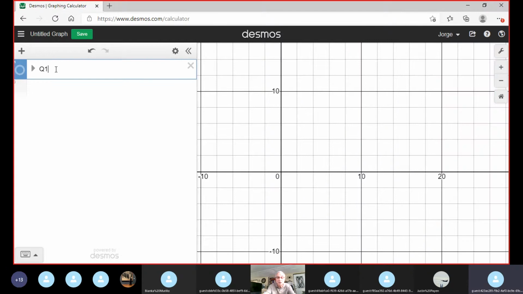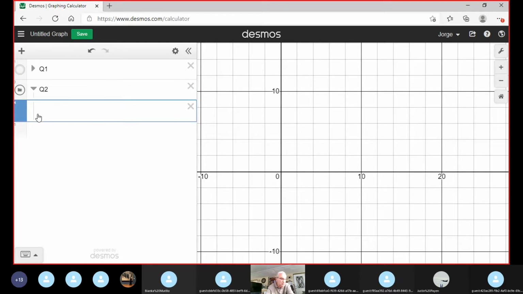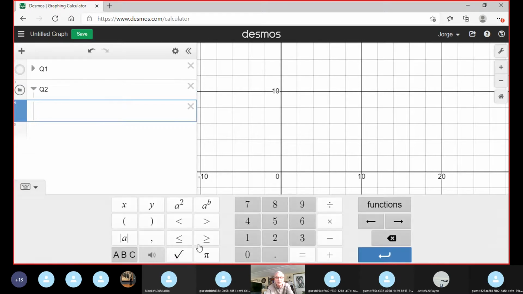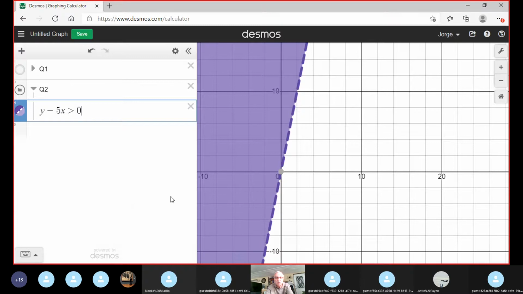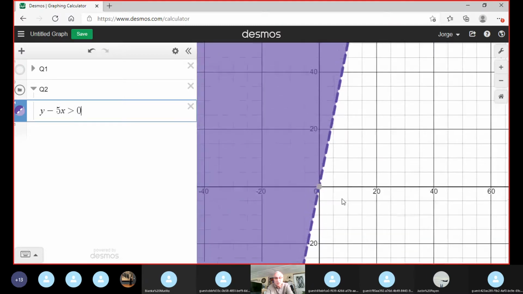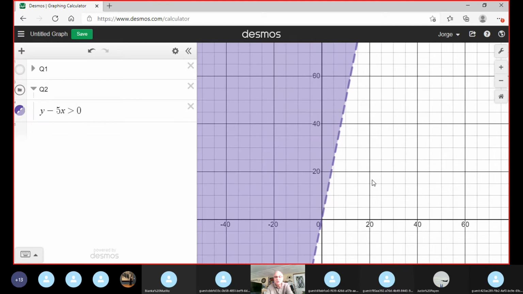Yes, Professor. Thank you. Now, let me try to solve the second question. Question 2, remember, was y minus 5x, greater than, no equal, no, greater than 0. Look at this, we have 4 symbols here. Boom, and press enter. In this case, I don't know why Desmos selects the purple color, but you see that the boundary is a dotted line.